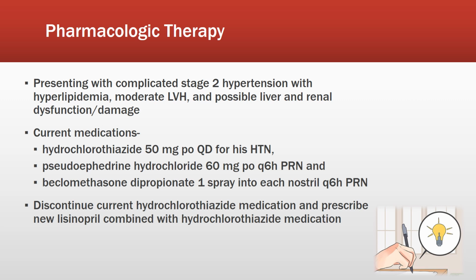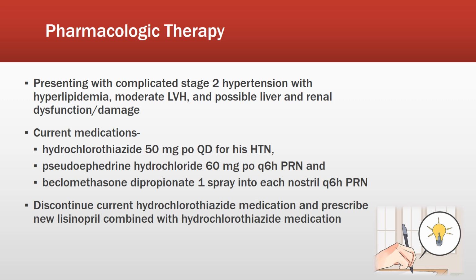Pseudoephedrine hydrochloride, 60 milligrams PO Q6 PRN. And beclomethasone dipropionate, 1 spray in each nostril, Q6 PRN for his chronic sinus infections. His blood pressure is not in the targeted range, and he is not currently on any medications for hyperlipidemia.